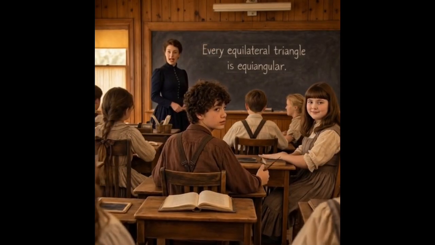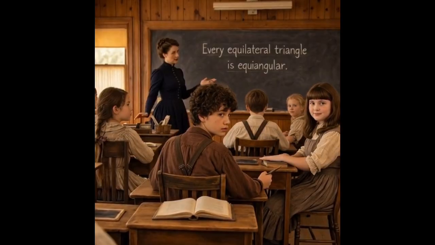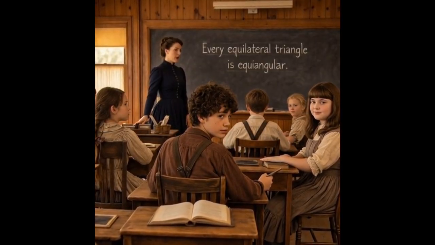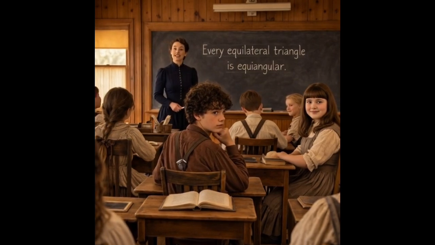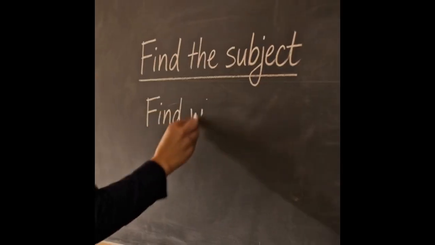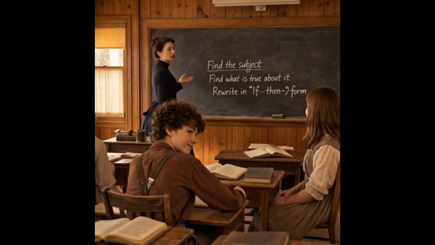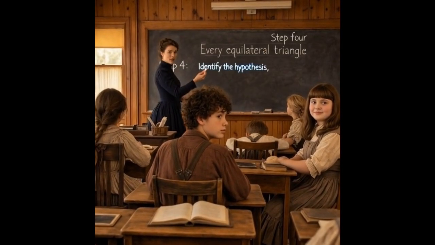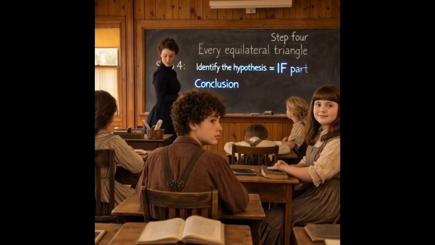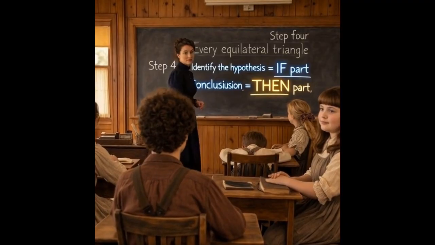Before we stepped outside, we were learning how to translate a sentence into a conditional statement. Let us review the steps. Step 1. Find what type of thing the sentence is talking about. Step 2. Find what is being said about it. Step 3. Rewrite it using the pattern, if this, then that. Step 4. Identify the hypothesis, the if part, and the conclusion, the then part.